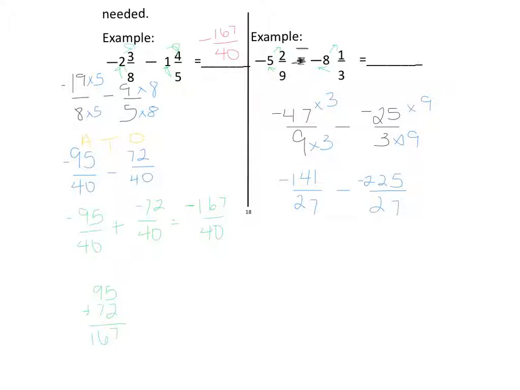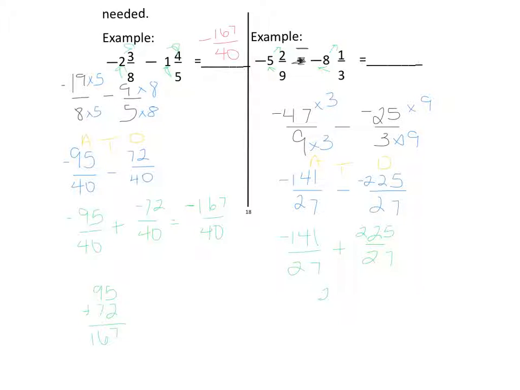Since we are subtracting with negatives, we have to add the opposite. The first fraction stays the same. Subtraction turns into addition, and a negative 225 over 27 turns into a positive 225 over 27. Now we can look through and look at our signs. We notice that 141 over 27 is negative and 225 over 27 is positive. The signs are different. This means we're going to have to subtract.